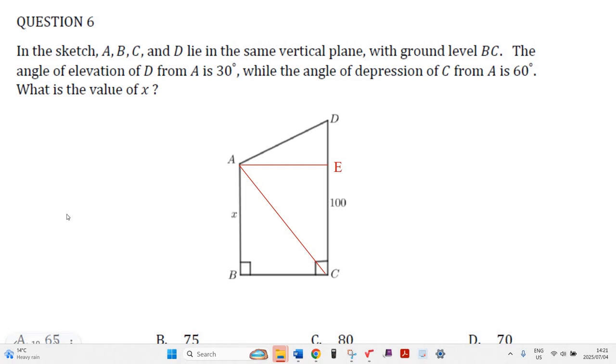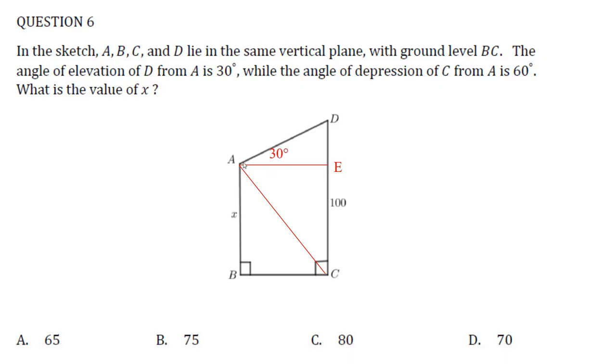Okay, let's try this trigonometry question here. We've got a sketch. We've got A and B and C and D, and they lie in the same vertical plane with the ground level. It's BC right here. BC. Okay. The angle of elevation from D to A is 30 degrees.